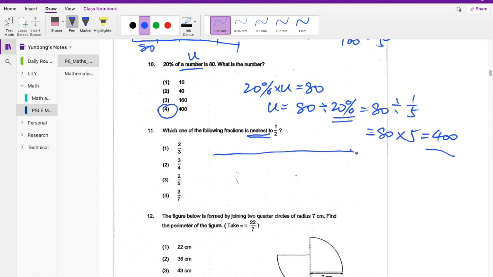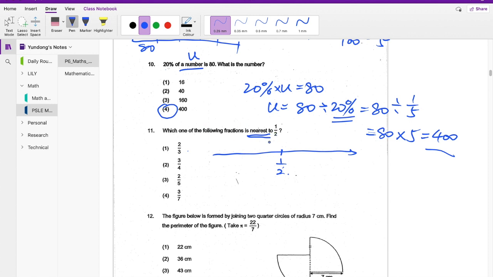If there is an axis, we have 1/2 here. Then we need to put these numbers on this axis and see which one is closer to it. What does close to it mean? It means the difference between this number and this number is the smallest.